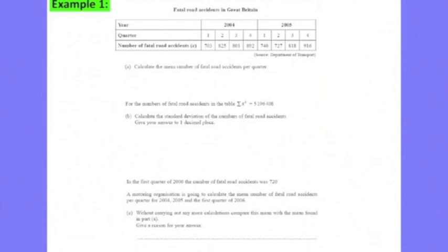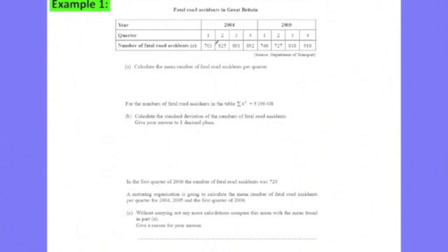Example number 1. The table shows information about the numbers of fatal road accidents in Great Britain. Here we have 2 years and we have the quarters, followed by the number of fatal road accidents in each one of these quarters. We're asked to calculate the mean number of fatal road accidents per quarter. So this is very simple. Here we take the sum of x divided by n, adding up all of these and dividing by how many values that we have.